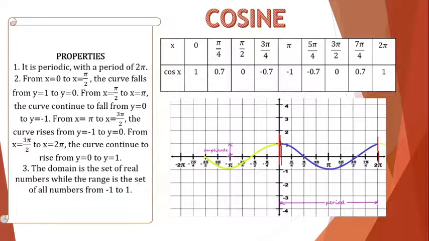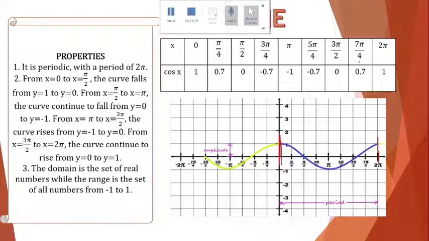So, the domain is the set of real numbers while the range is the set of numbers from negative 1 to 1. Paano din nyo pansin? Halimbawa, negative 5 and that is negative 1, or pi over 2. Okay. So, ito na yun.